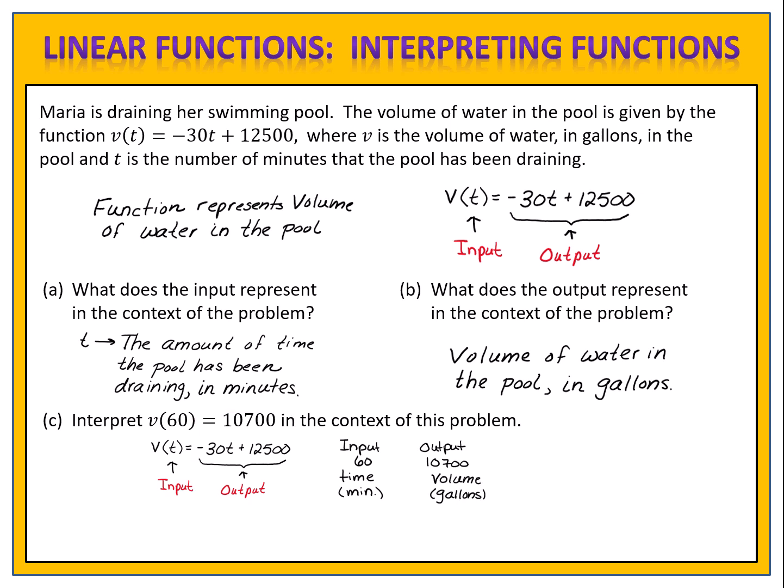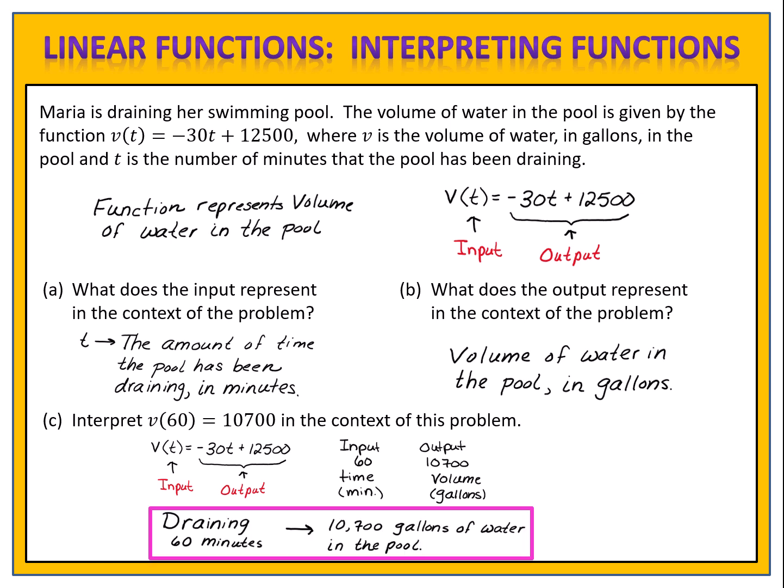If we put this information together, we can interpret this as the pool has been draining for 60 minutes, 60 was the input, and 10,700 gallons is the amount of water left in the pool. 10,700 is the output. This is how we interpret the inputs and the outputs in the context of the problem.